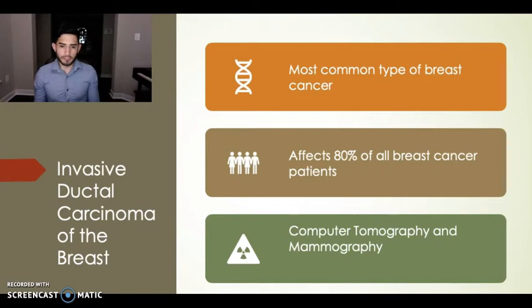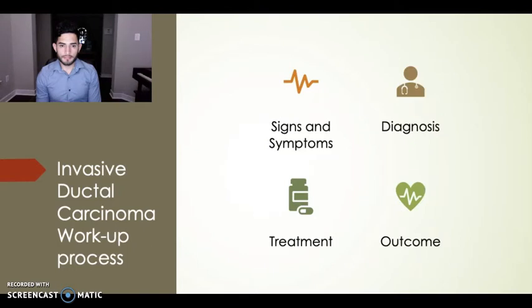After the confirmation, cases are staged according to the American Joint Committee on Cancer TNM system, which evaluates the tumor size, the spread to the lymph nodes, and the involvement of metastatic disease. The treatment options for invasive ductal carcinoma of the breast include local and systemic approaches. Surgery and radiation therapy provide a local treatment option, while chemotherapy and hormonal therapy provide a systemic approach.